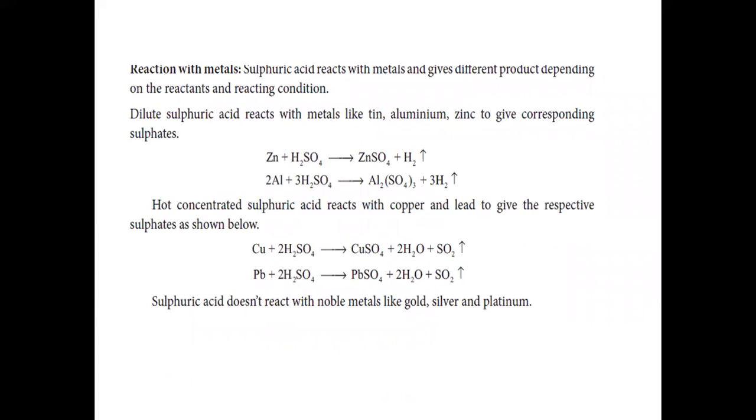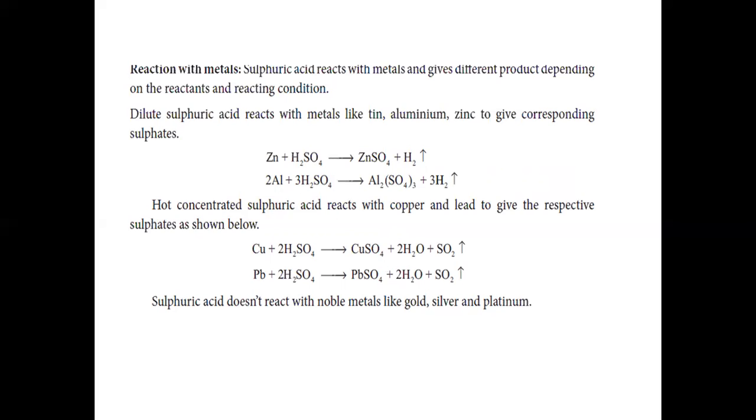Next is reaction with metals. Sulfuric acid reacts with metals and gives different products depending on the reactants and the reaction conditions. It reacts with more reactive metals like zinc and aluminium, and less reactive metals like copper and lead. Sulfuric acid does not react with noble metals like gold, silver and platinum.